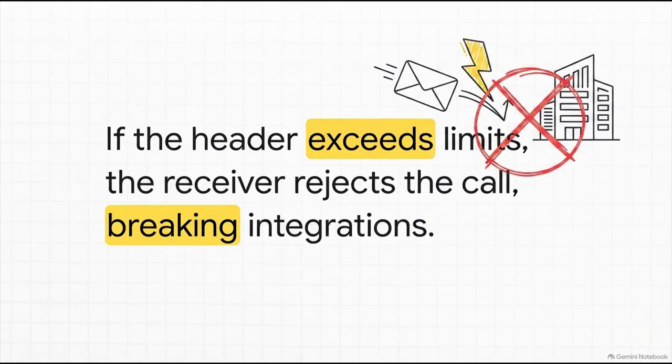And the consequences of doing that are pretty severe. If the message header exceeds this HTTP-based receiver limit, the receiver will straight up reject the inbound call, breaking the integration entirely. This isn't just a minor hiccup, it is a mission-critical failure waiting to happen. Imagine spending hours debugging a dropped payload, only to realize the payload was perfectly fine, but the invisible metadata envelope it was shipped in was just way too heavy. Yeah, no thanks.